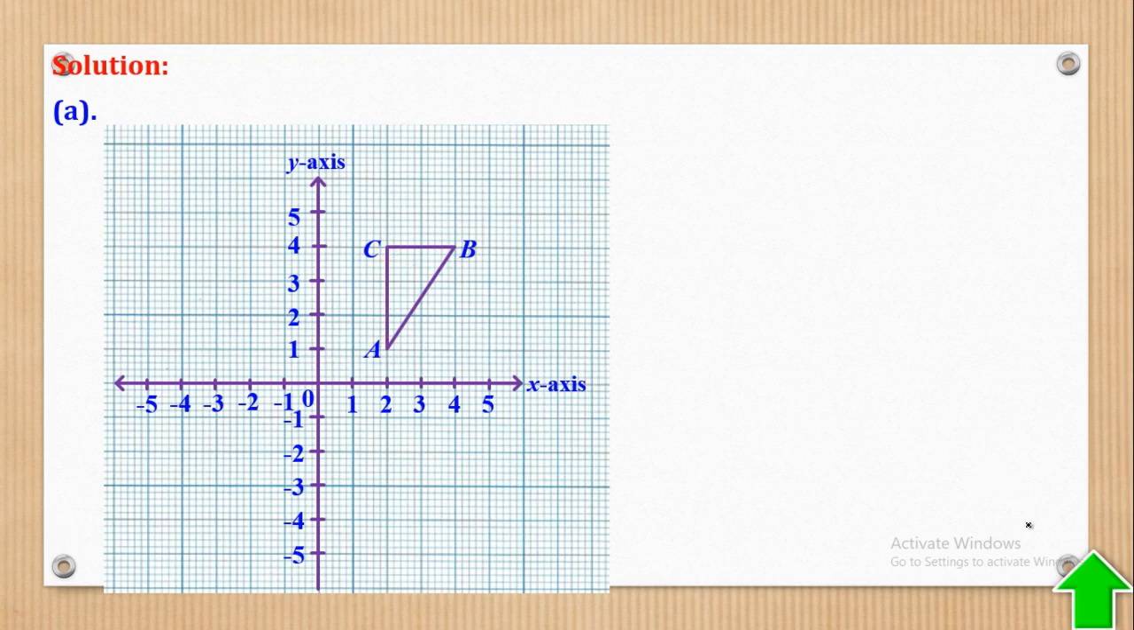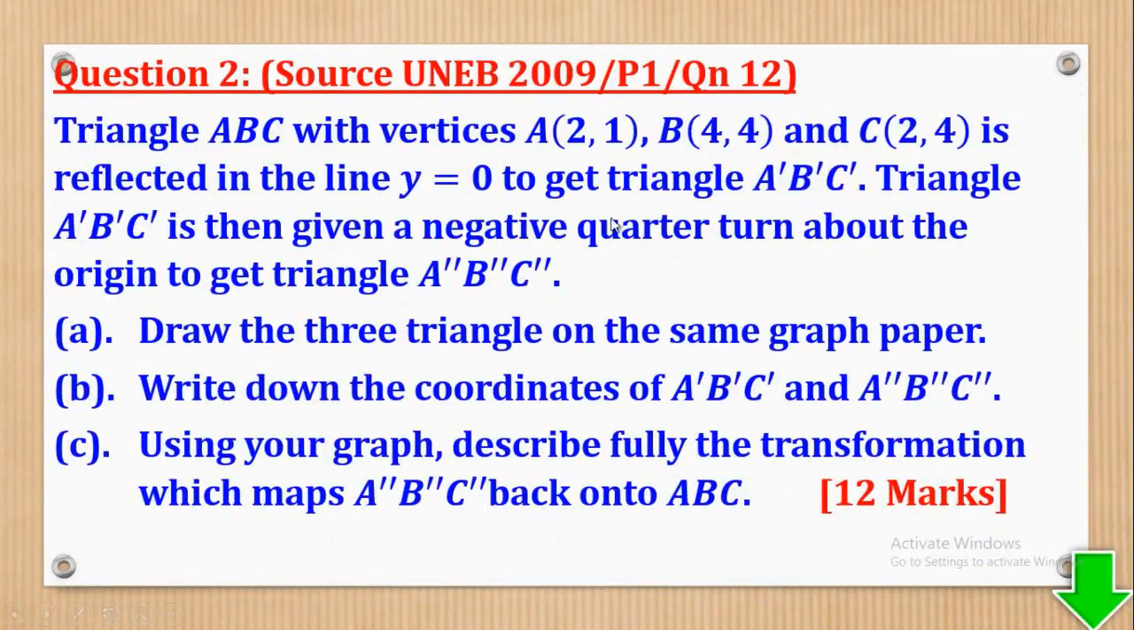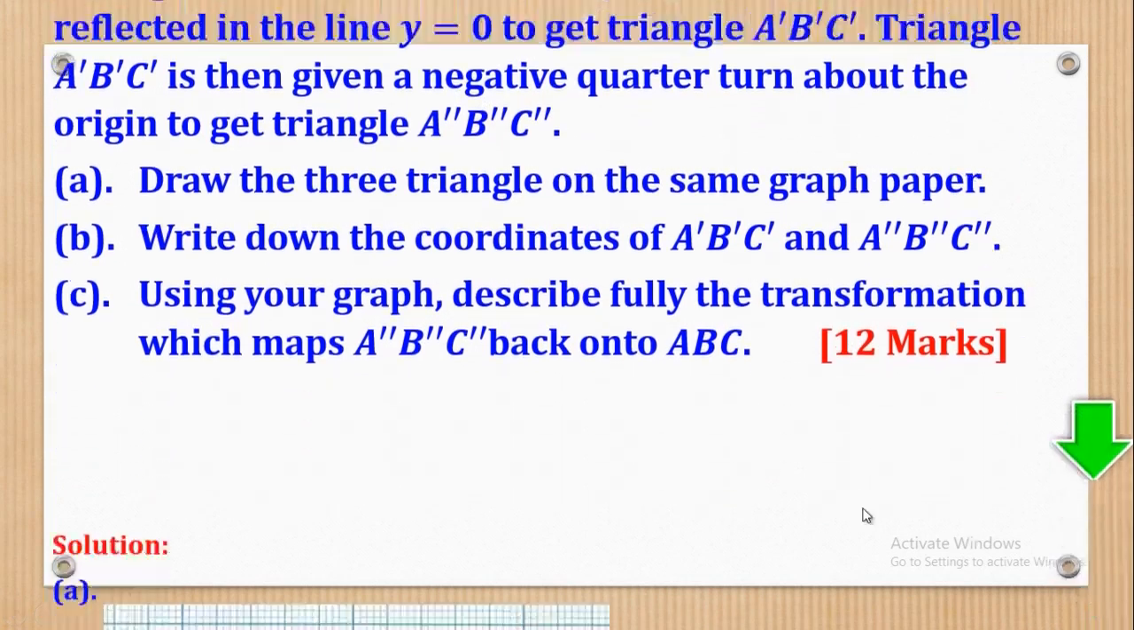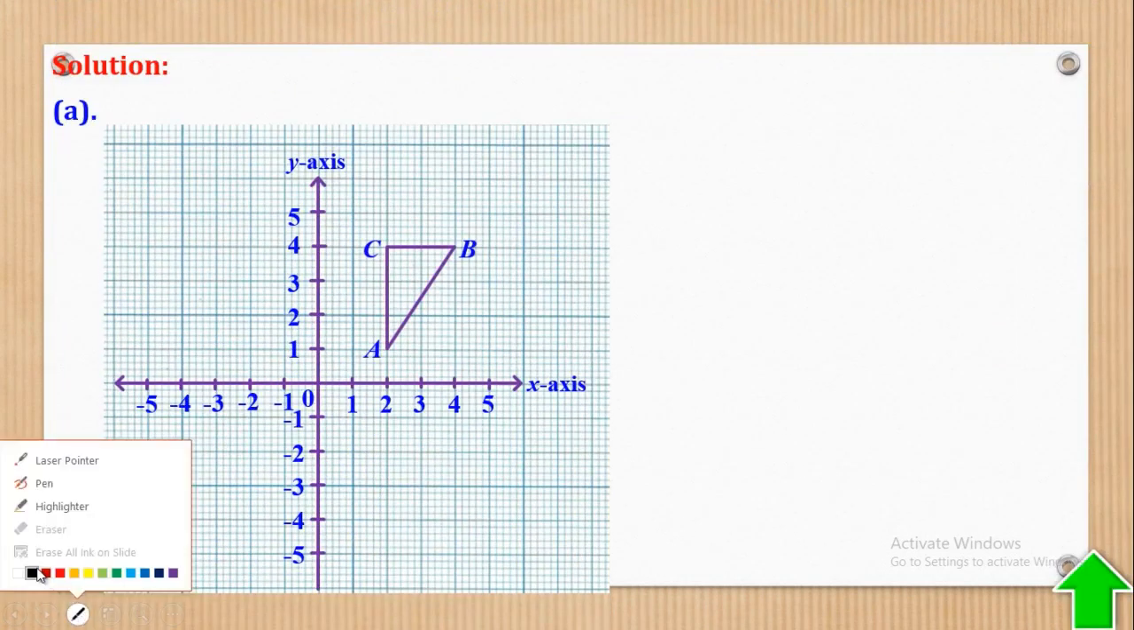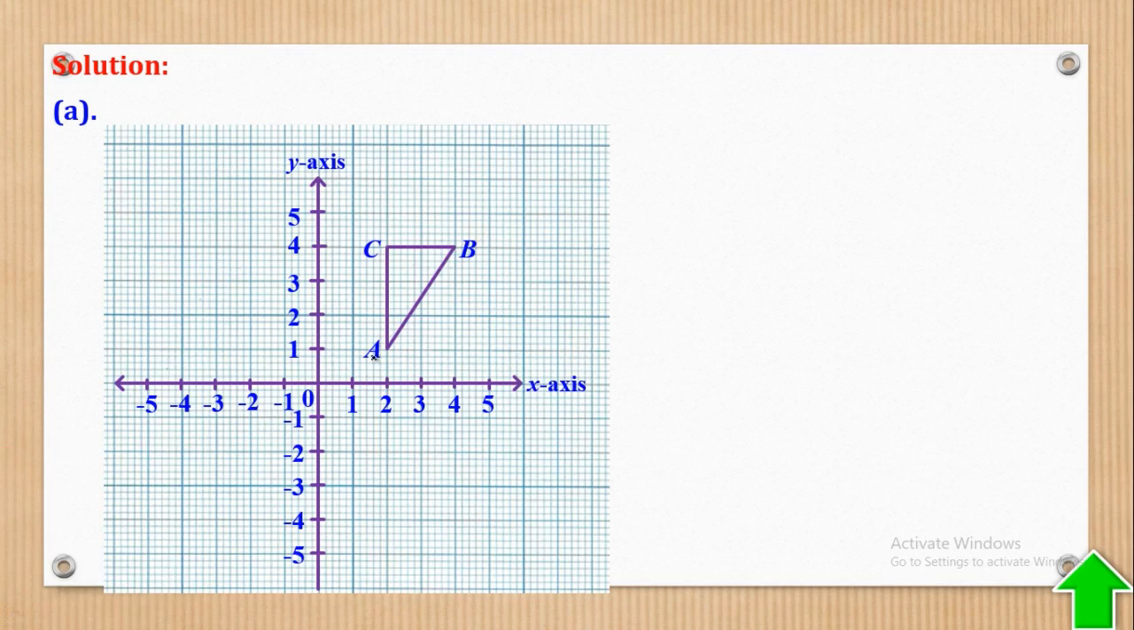Now what about A prime, B prime, C prime? They told us that this triangle A prime, B prime, C prime is due to the reflection about line y equal to 0. Line y equal to 0 is the x-axis. Therefore, remember, reflection is the same distance from the mirror line to the object, the same distance from the mirror line to the image. Therefore, from here to here is 1 unit, therefore from here to here it will be 1 unit, and that will be A prime.